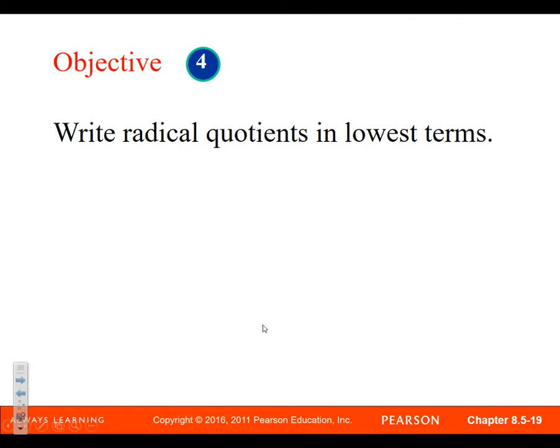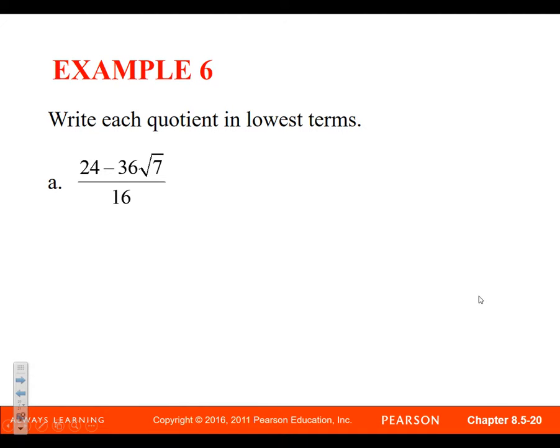The last objective I believe here is to write radical quotients in the lowest terms. So we've got this, right? The nice thing here is that we don't have an irrational denominator, right? And all we have to do is simplify this.